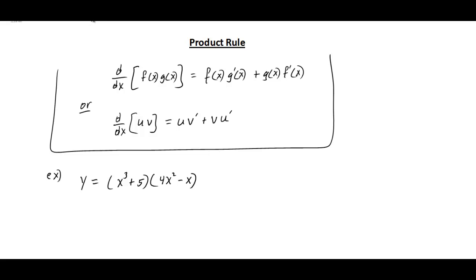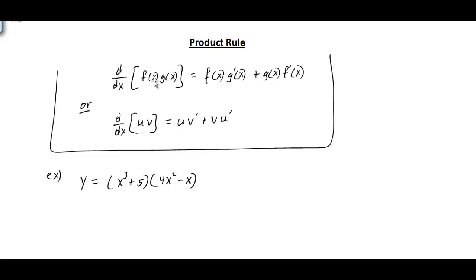Hello, today in this video we're going to look at the product rule. The product rule basically says that if you have two functions, function f and function g, and we want to find the derivative, you're going to take the first function f and just write it down the way it's written and multiply that by the derivative of function g, plus function g multiplied by the derivative of function f.